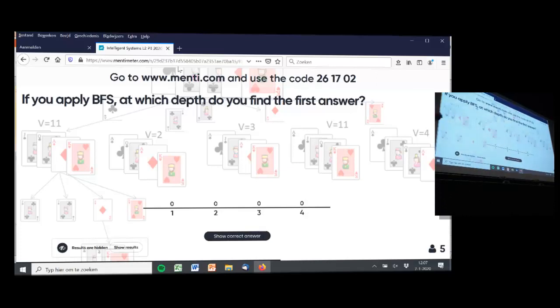The question is, if you have this card game that we had, we start with the ace, a 2, a jack, a queen, an ace, and a king. At which level of the tree would you find the first solution? That's the question, sorry.